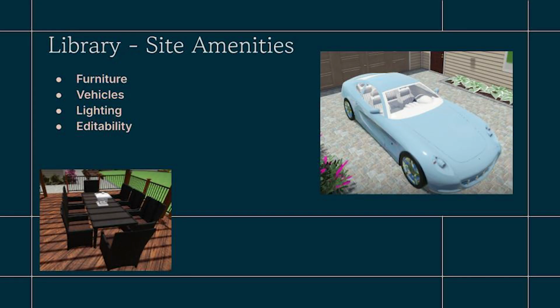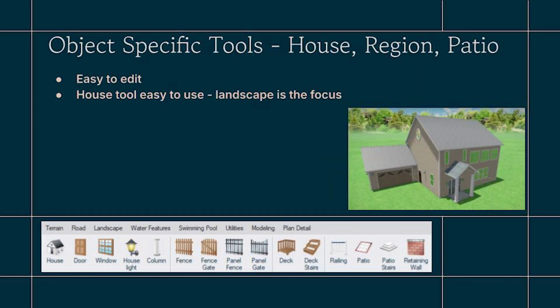Using the site amenities in this library help add scale and purpose to different areas in a landscape design. The biggest differences between Realtime Landscape Architect and other softwares such as AutoCAD or Dynascape is that it uses object-specific tools instead of shape tools.